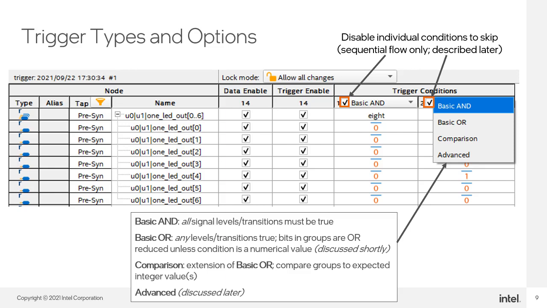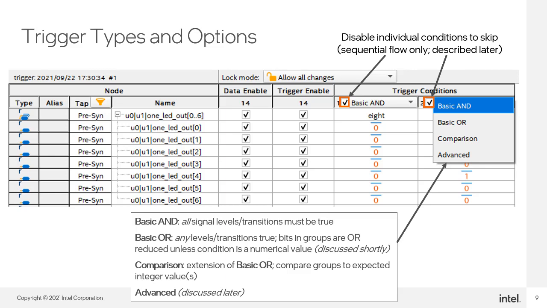As mentioned, for each of the trigger condition columns, you have a choice of different trigger types. The 4 types are shown here. We've already looked at basic AND triggers. For a basic OR trigger, if any one of the signals match the specified level or transition, the trigger condition is met. Bits in signal groups are essentially OR reduced, unless the condition is a numerical value. A comparison trigger expands the features of a basic OR trigger by comparing the bits of a group to an integer value. We'll examine these trigger types in more detail in a moment.